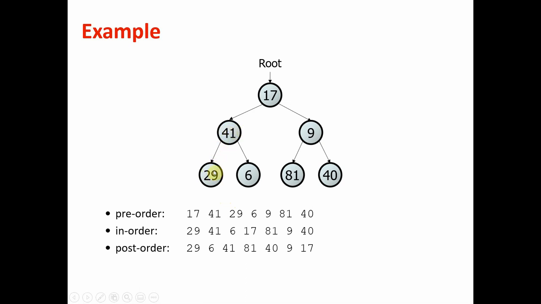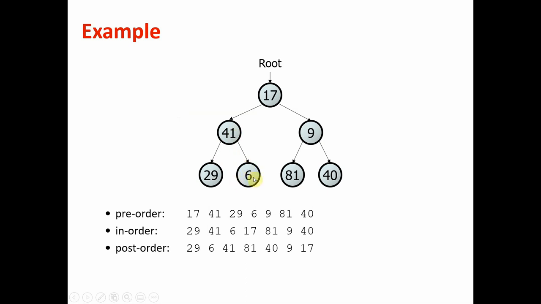So we did this one, 29. So we did the left. Now we can display the node because it's left node, then right. We did all the nodes to its left, so we can now go 41. Then we go to its right subtree, right?